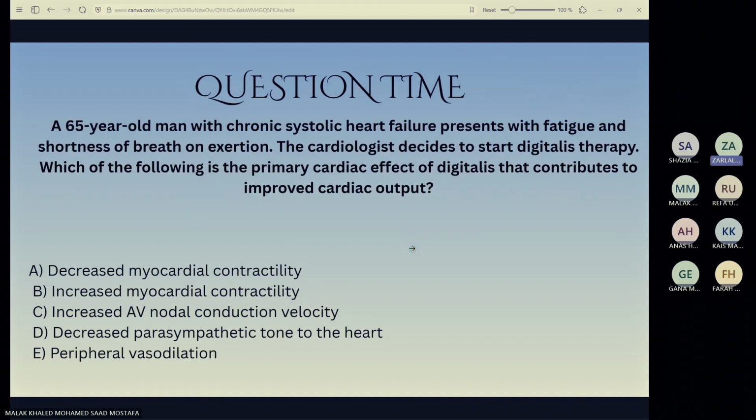Okay, a 65-year-old man with chronic systolic heart failure presents with fatigue and shortness of breath on exertion. The cardiologist decides to start digitalis therapy. Which of the following is the primary cardiac effect of digitalis that contributes to improved cardiac output? So they're basically just asking you what digitalis does. Is it positive inotropic or is it negative inotropic? Yes, exactly.